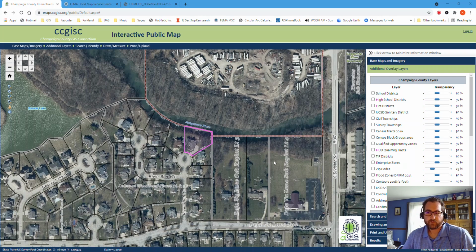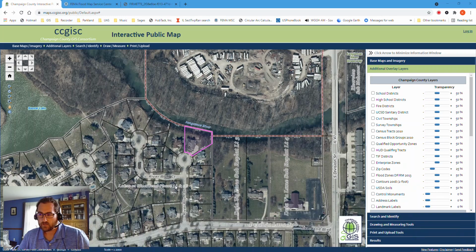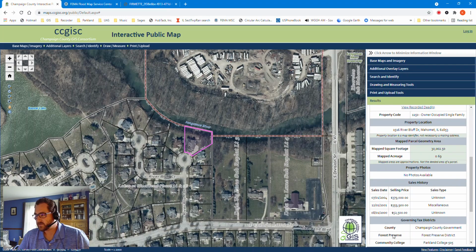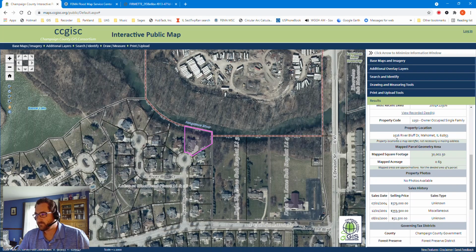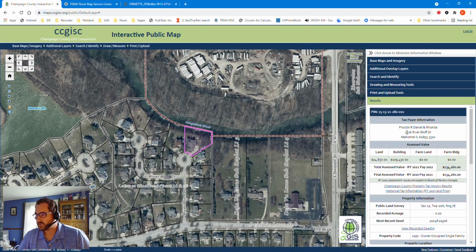This here is going to be a video about how to find the base flood elevation when we're dealing with an elevation certificate. Just as an example, I picked a property here along the Sangamon River in Mahomet. This one is 1516 River Bluff Drive.